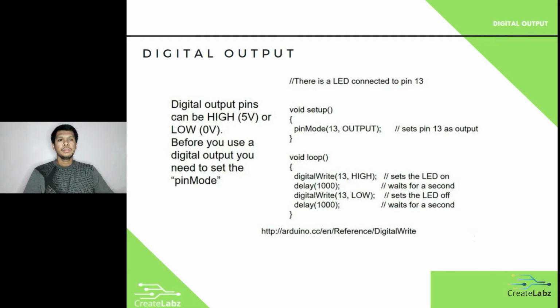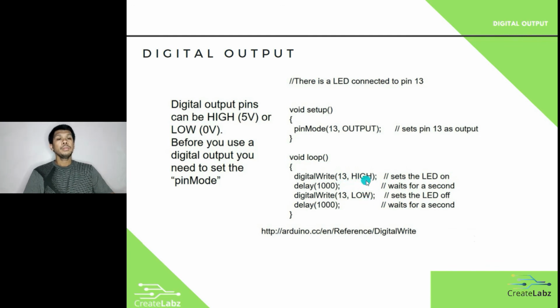Digital output. The digital output pins of the Arduino can output a high, which is 5 volts, or low, which is 0 volts. Before you can use the digital output, you need to set pinMode in the setup function. Example, pinMode, and the parameters are the pin, which is pin 13, and then OUTPUT. In the loop, we use the function digitalWrite to set pin 13 to HIGH.